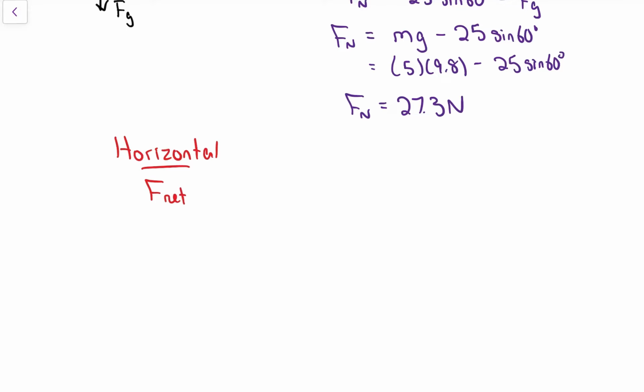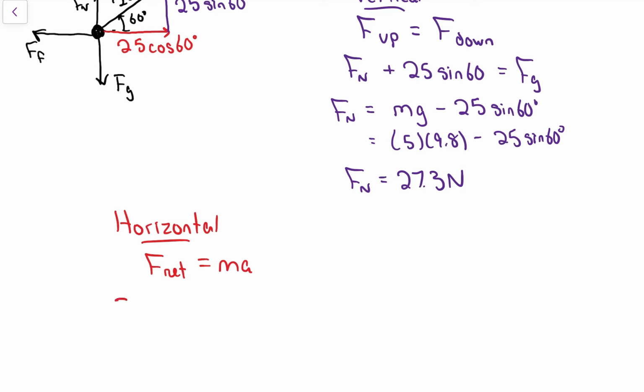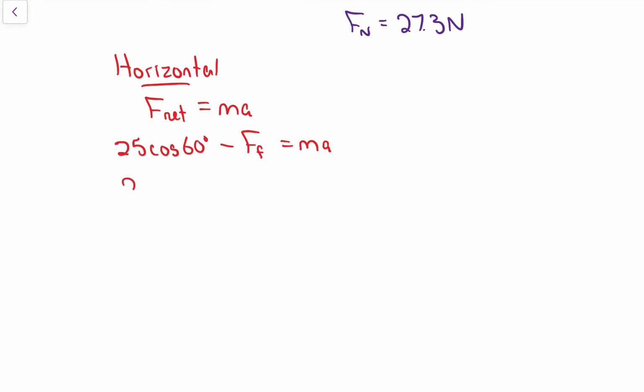Horizontally, it's accelerating, so I'm setting up F net equals ma. We've got a tug of war going. The forward force is winning. The 25 cos 60 is bigger, so I'm going to make that the positive. Friction's backwards, so it's a negative, and that's equal to m times a. 25 cos 60, we could get that as a decimal anytime. It's a little bit clean. Cosine of 60 is a special one. It's 0.5. Friction is always mu times Fn, and that's equal to ma.